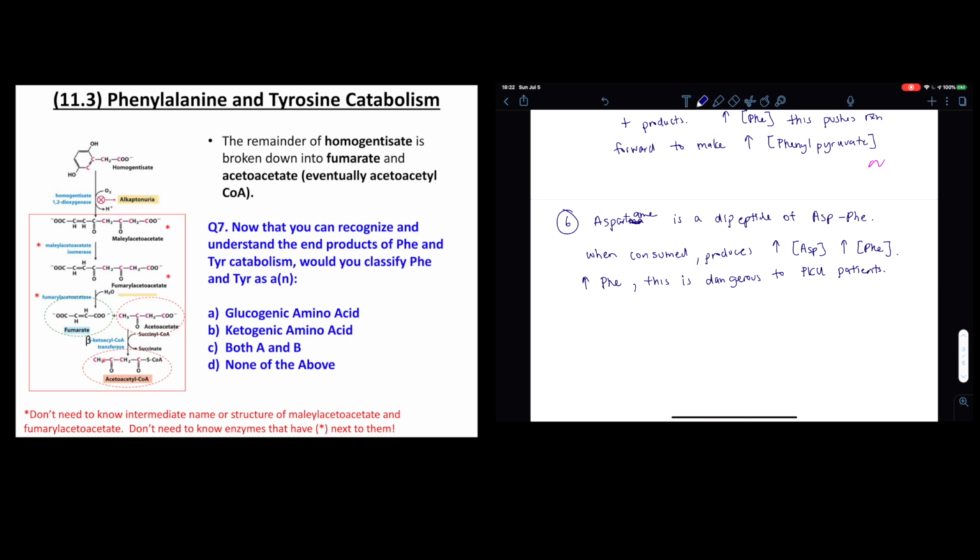And this is exactly the kind of thing I'm going to show you on your midterm. I'll show you an amino acid that you've never seen before, which is going to have some kind of breakdown reaction, which I don't expect you to know the names of the intermediates.